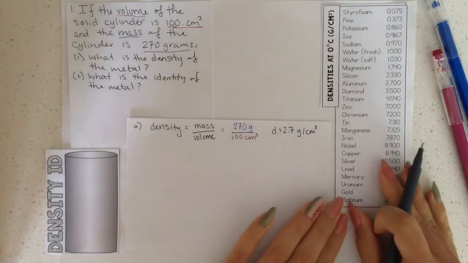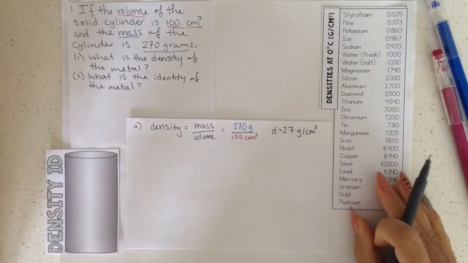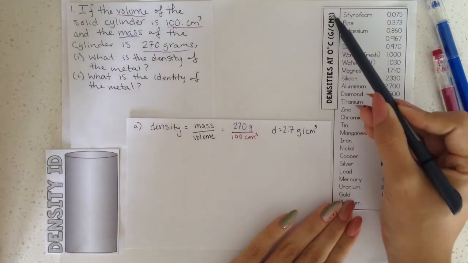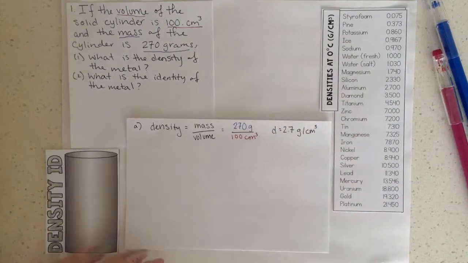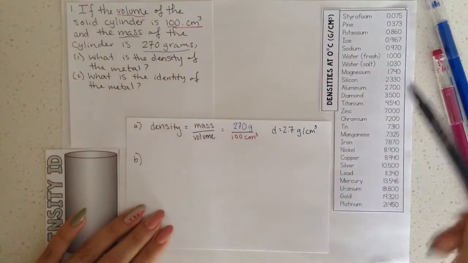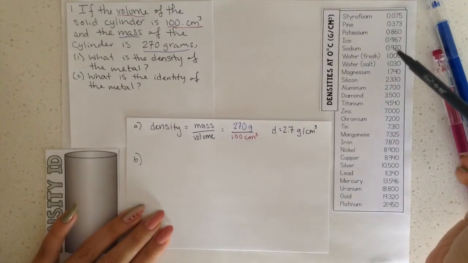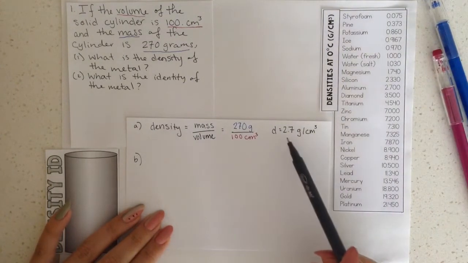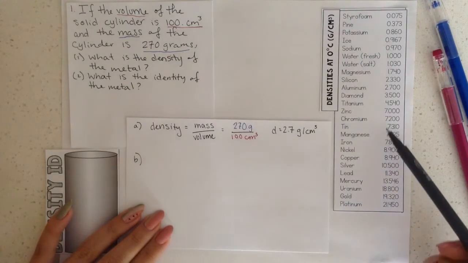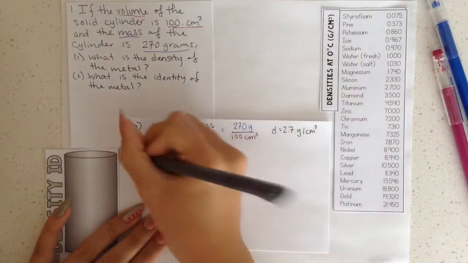As you can see here in our table of given densities, the units are grams per centimeter cubed. So you can compare. Now that we have a density that we can compare using our list, we just have to go through each of these materials and find the one that's closest to 2.7. That would be aluminum.